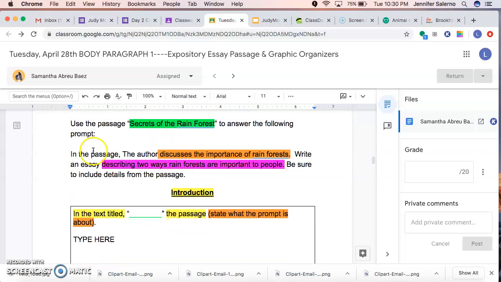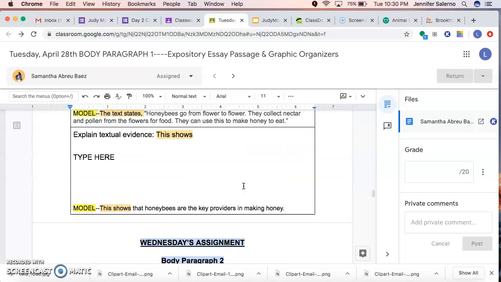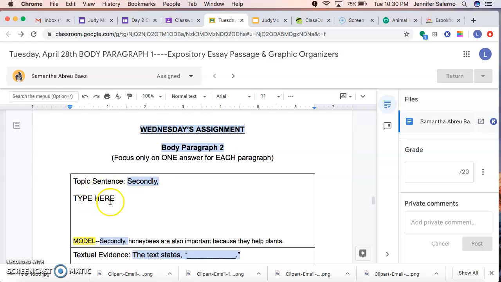Let's just start off by reviewing our prompt. In the passage, the author discusses the importance of rainforests. Write an essay describing 2 ways rainforests are important to people. And of course, be sure to include details from the passage. So we know that in body paragraph 1, you focused on one way rainforests were important to people, okay? Now in body paragraph 2, you're going to focus on the second way rainforests are important to people. So you're going to come down to body paragraph 2, and you're going to go where it says type here, as always. You're going to erase that, and then you're going to start your sentence starter.